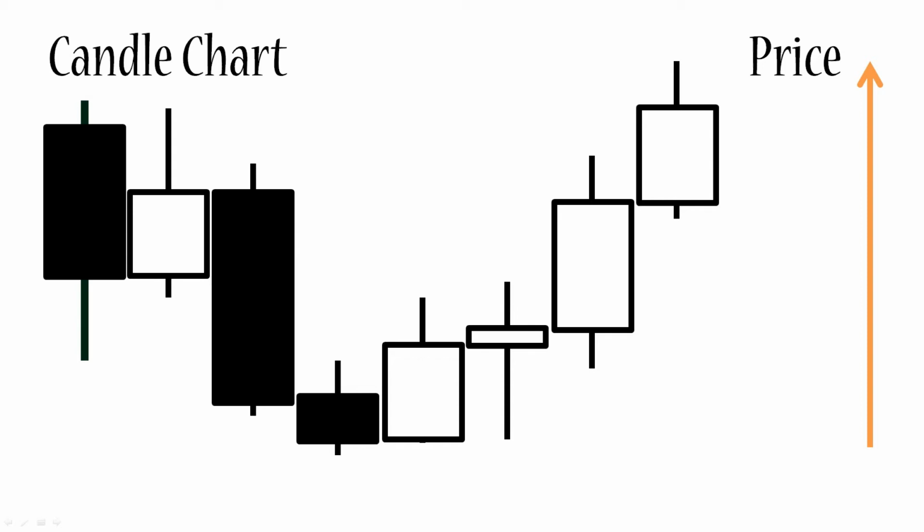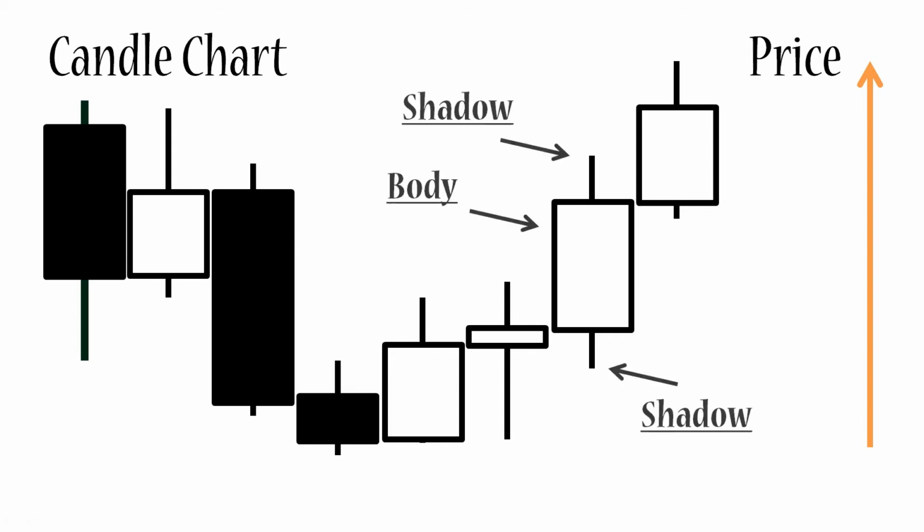Now, every one of these candles has 3 elements to it. It's got a body and it's got 2 shadows. Sometimes the shadows are also called tails. The shadows are very easy to understand because they're the same as what we had with a bar chart. The top of the top shadow represents the maximum price or the high price, and the bottom of the bottom shadow represents the minimum price or the low price.